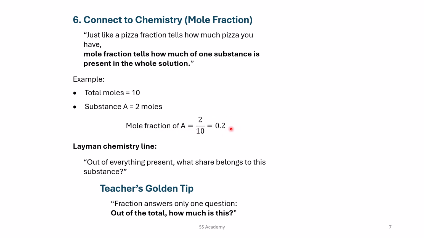So now, if you want to convert this to a percentage, because 0.2 is a very small number, to make it a big recognizable number, just multiply by 100. It will give you the fraction in percentage. So it is 20%.